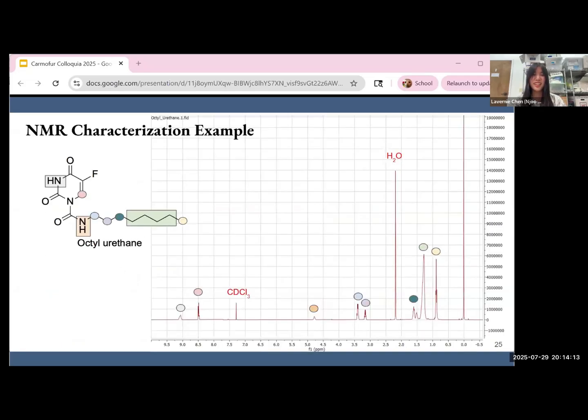So here's how we ensure the purity of our compounds. We're able to see through proton NMR before we send these compounds to bioassays. Here's a fully characterized NMR of our octyl urethane analog, with the amine on the 5-fluorouracil being the most deshielded proton, since it's next to 2 electron withdrawing groups, and the most upfield proton at around 0.8 being the terminal methyl, which is a triplet at around 0.8 ppm.